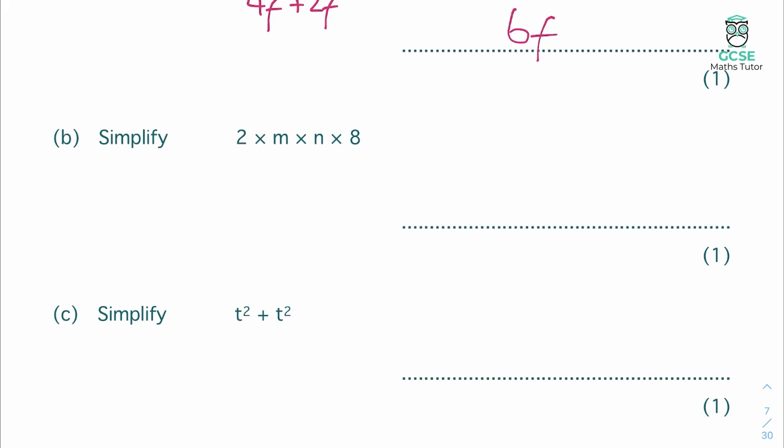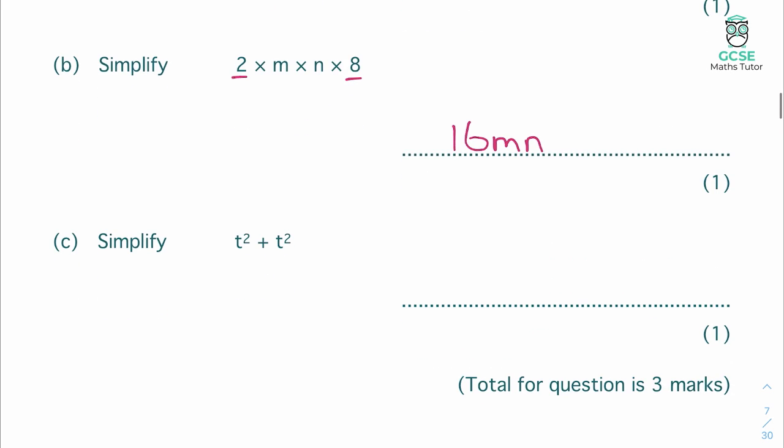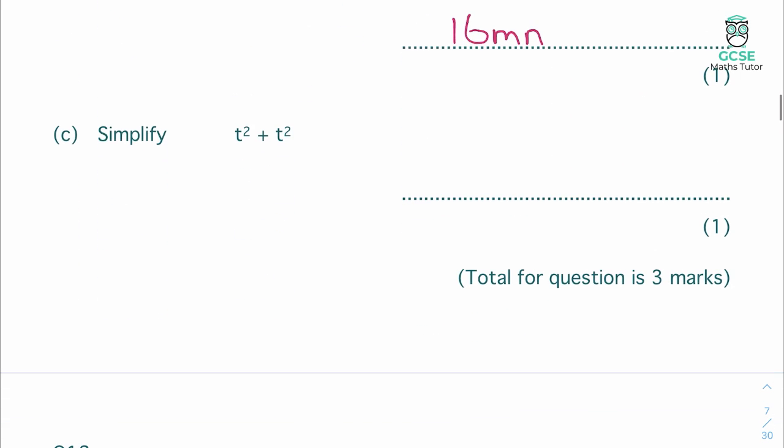When we're multiplying, we're just going to write the letters next to each other, unless they're the same letter, which would increase the power when we're multiplying, but they're not. We've got an m and an n, but the numbers we can times together. So 2 times 8 will be 16, and then we just write the letters next to it, and that just means 16 times m times n. So 16mn. Make sure we get rid of all those multiplication symbols.